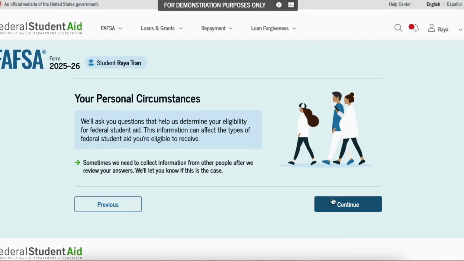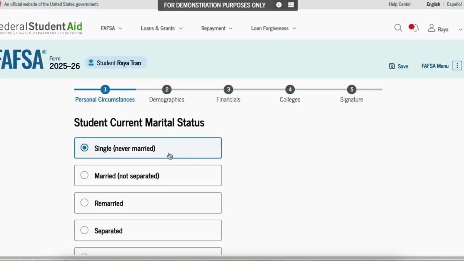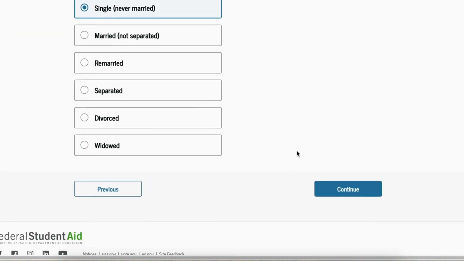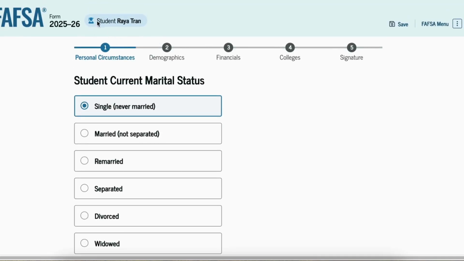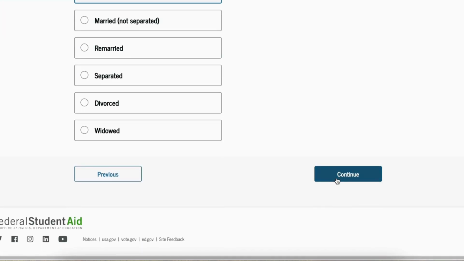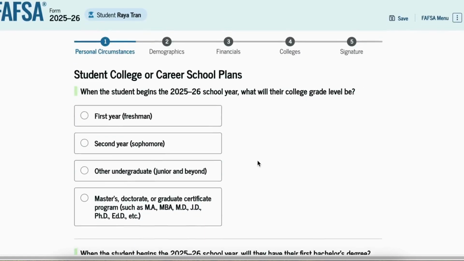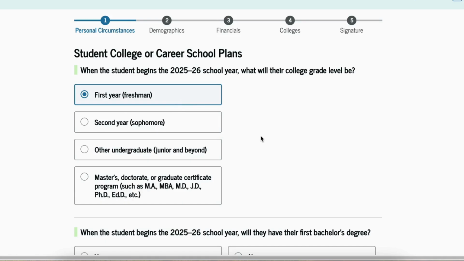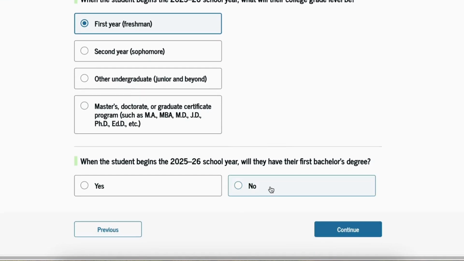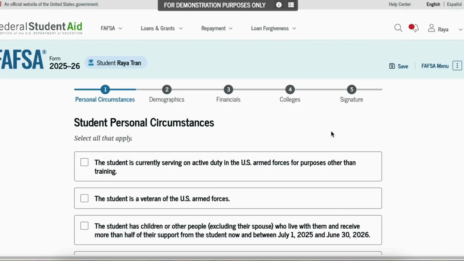We'll hit Continue. For personal circumstances, this is all about who you are. So we're going to say you're single, never married, because remember, we're on the student, and it's always going to say up at the top if we're on the student or parent portal. And then we'll hit Continue. For next year, you will be a freshman in college, and when you start the year, you will not have earned your first bachelor's degree. We will then hit Continue.